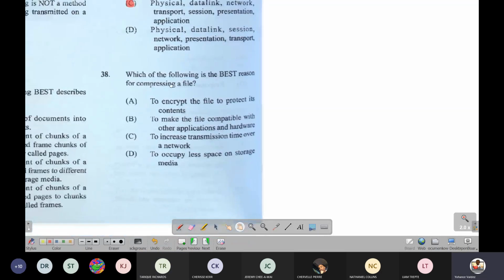Which of the following is the best reason for compressing a file? Let's see, to encrypt the file. No, we're not going to compress a file to encrypt it. To make the file compatible with other applications. No, that's not the reason for compressing a file. To increase transmission time over a network. This is a trip-up answer. Compressing a file will decrease transmission time. So the answer is actually D, to occupy less space on storage media.